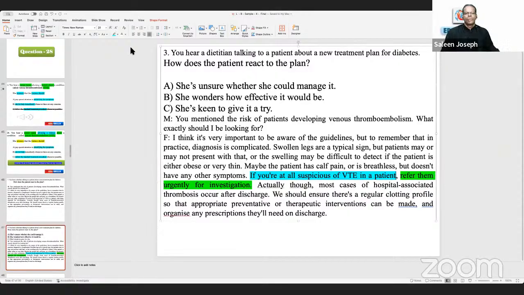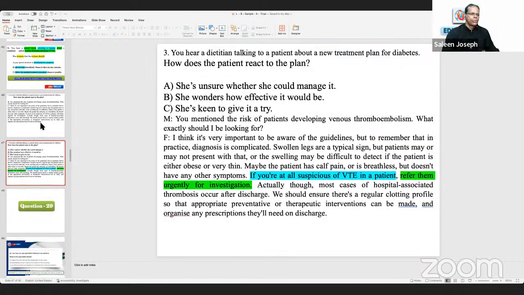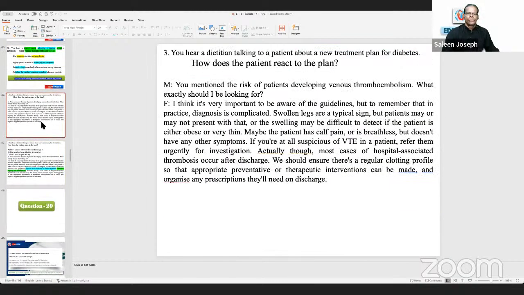What does the patient do? How does the patient react to the plan? Sorry, there is a mistake. I'll get back to it. Okay, this was 28, right? This is the one, right? Yes, this is the one.